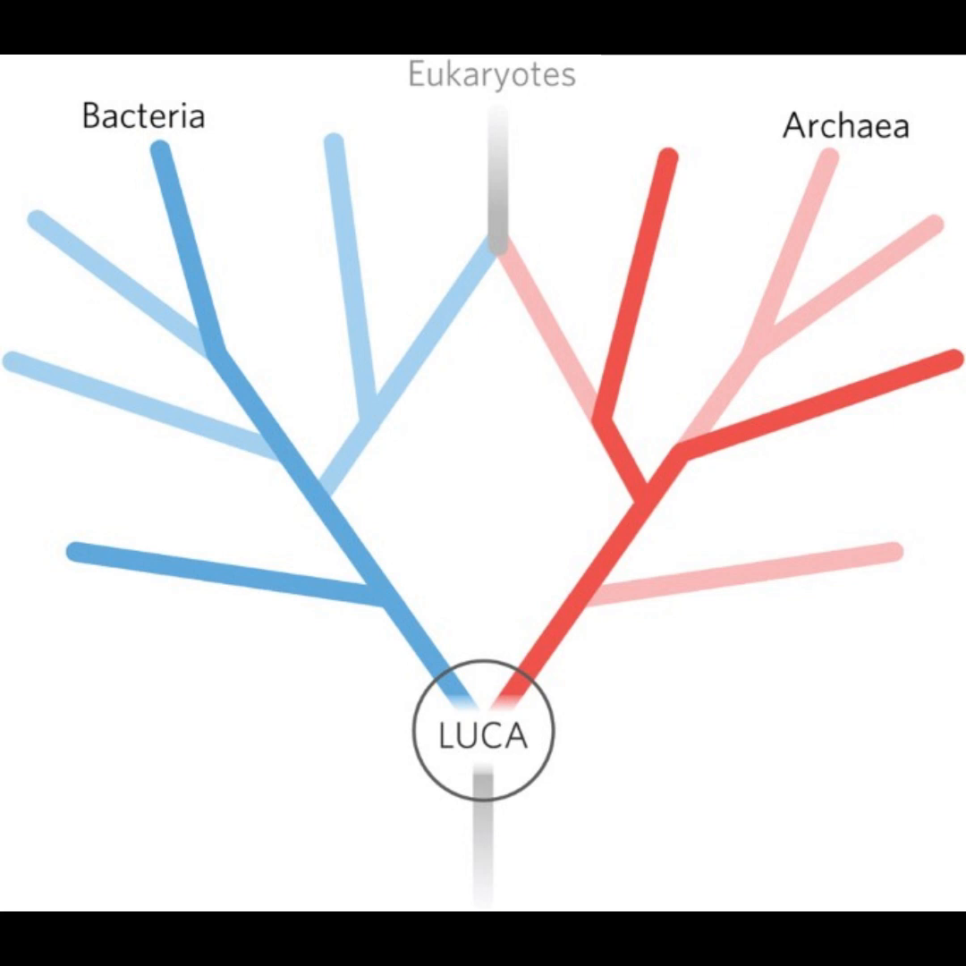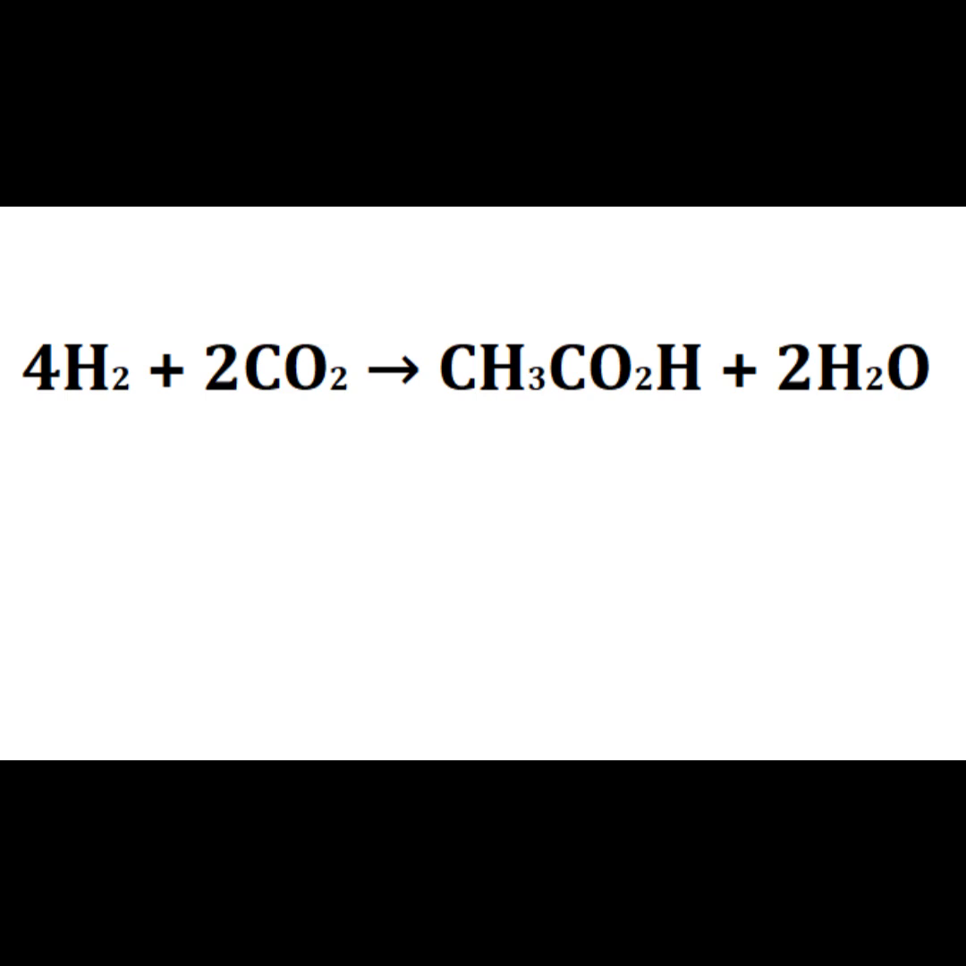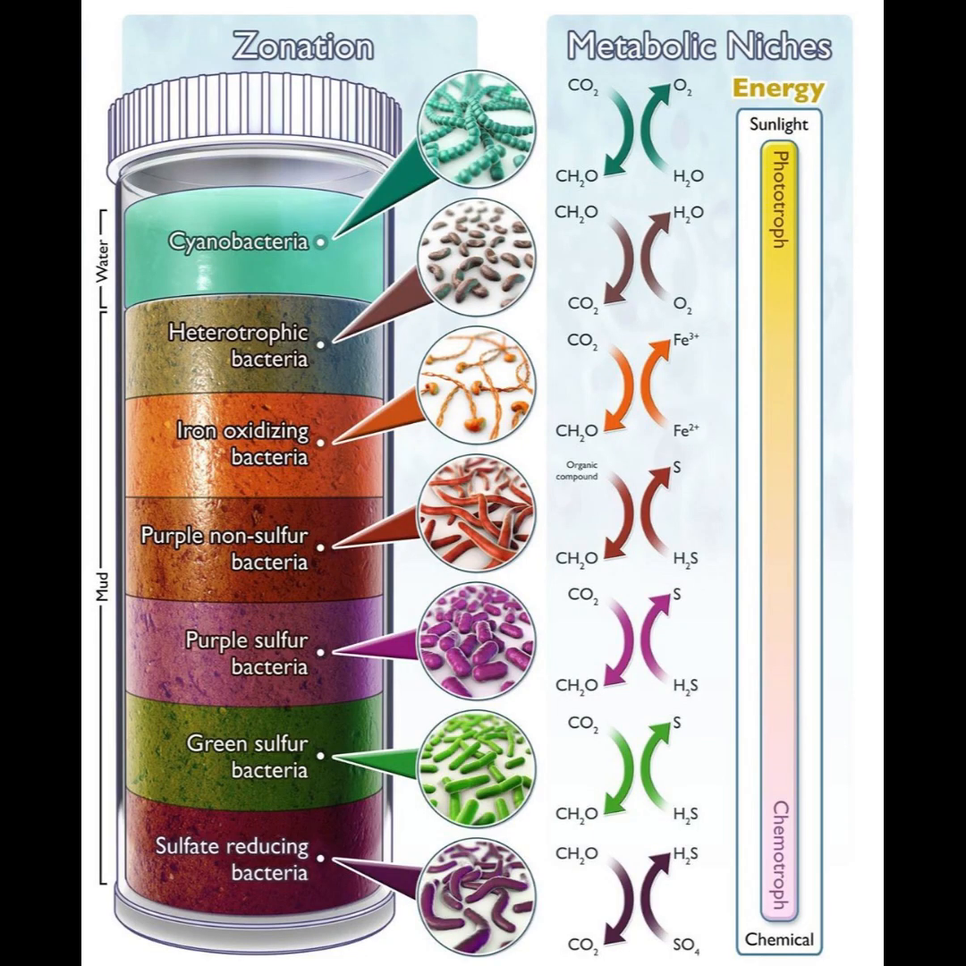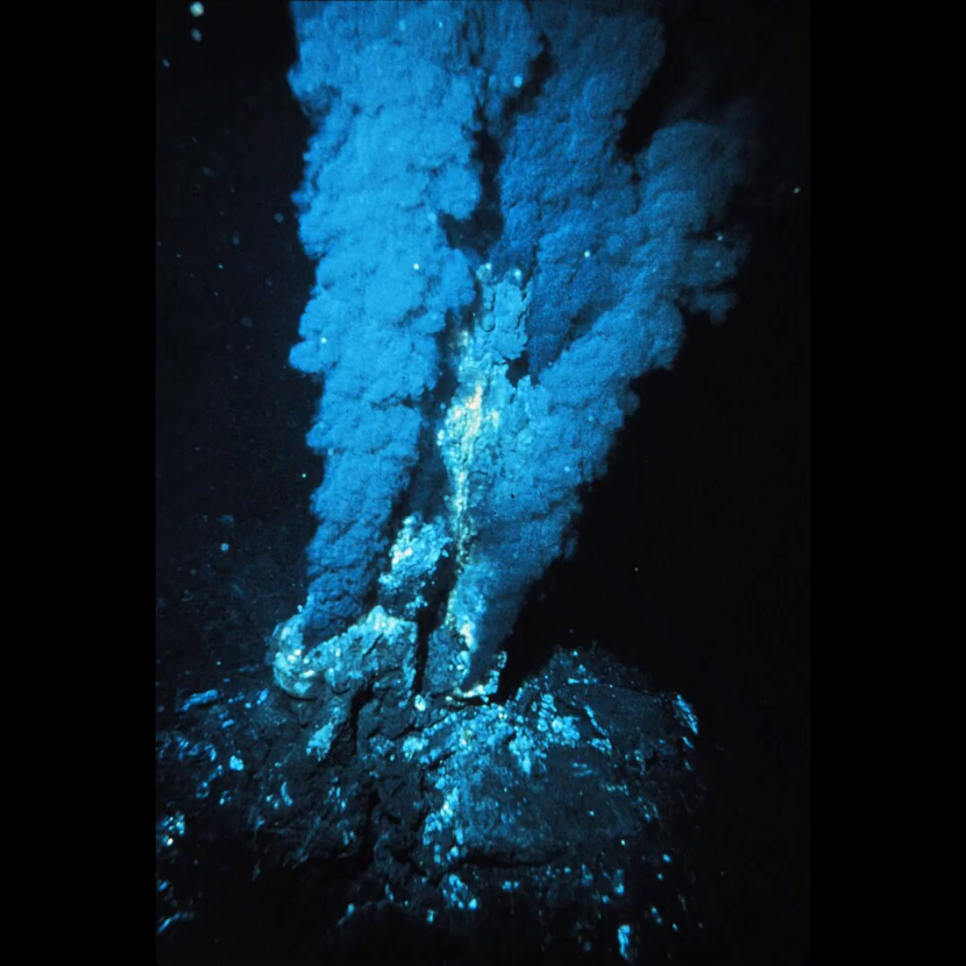The last universal common ancestor of everything alive today was likely a hydrogenotrophic acetogen, which lived between 3.7 and 3.5 billion years ago. It's from this ancient metabolic process that all dissimilatory metabolic systems alive today are derived. But how did these come about from such a seemingly humble beginning?